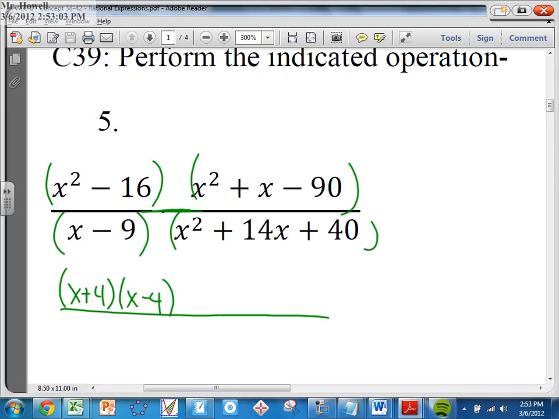What does this upper right trinomial factor into? Minus 9 and plus 10. Very good, Andy. So look at the factors you have up top now. Don't you have 4 of them? Because I had 2 quadratics up top. Remember, I had x squared minus 16, which reduced to x plus 4 and x minus 4. That's 2 factors. And here's the other 2 factors.